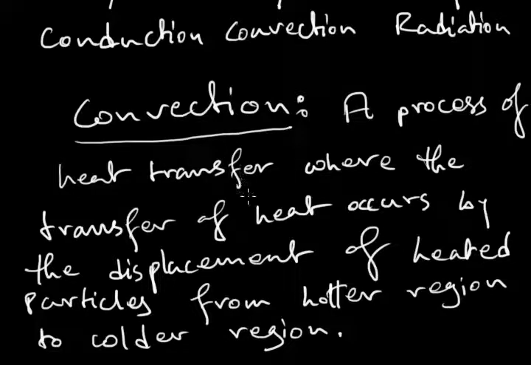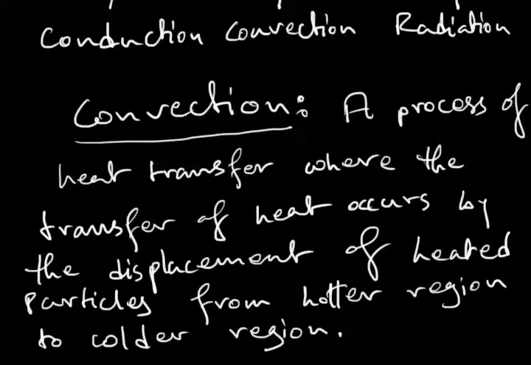So what basically happens is that the particles which are heated, which absorb heat, move towards the region where particles were cold, and the particles at the colder region move towards the region where we are applying the heat. After coming towards the hotter region, they absorb heat, and in this cyclic process the whole material gets heated. So this is what happens in convection. Convection is a process of heat transfer where the transfer of heat occurs by the displacement of heated particles from the hotter region to the colder region.